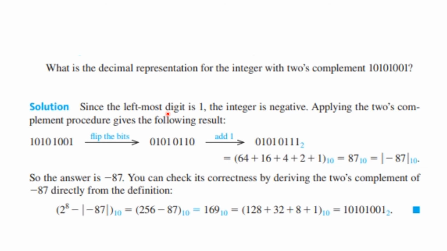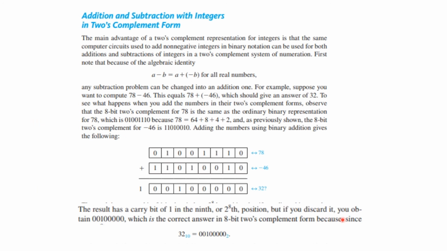Okay, so since the leftmost digit is 1, you know that it is negative. So if you apply the procedure, you flip the bits. So the 1s become 0s and the 0s become 1s. And then you add 1 to the result. So you're adding 1 to this number, getting this. And that ends up being 87. And that's the absolute value of minus 87. And we knew it was negative because we had a 1 in the first place. So the answer is minus 87. You can check directly from the definition and you'll get the same answer. So at least in this instance, the shortcut works.